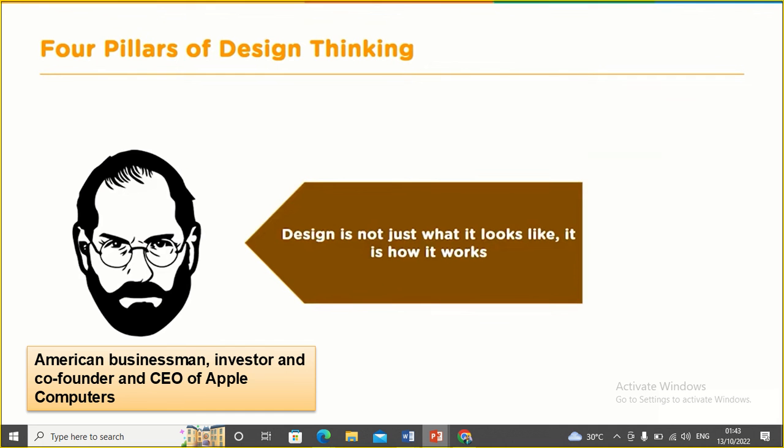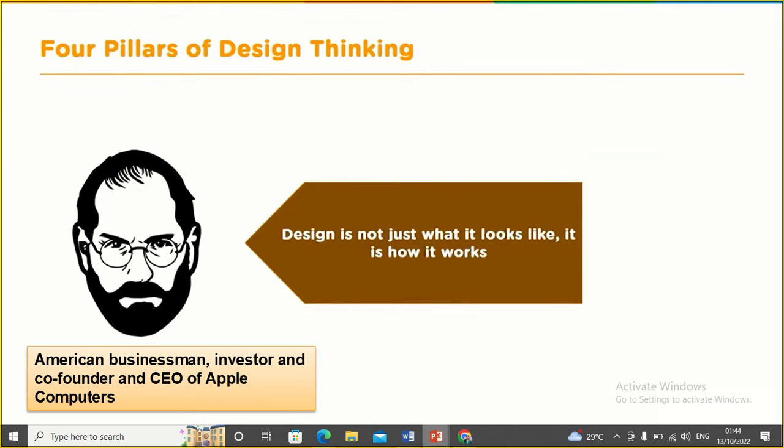The famous American businessman Steve Jobs, an investor and co-founder and CEO of Apple Computers, says that design thinking is not just what it looks like, but how it works. So design thinking proposes design, and that design is not merely focused on how it looks, but is more focused on how it works.